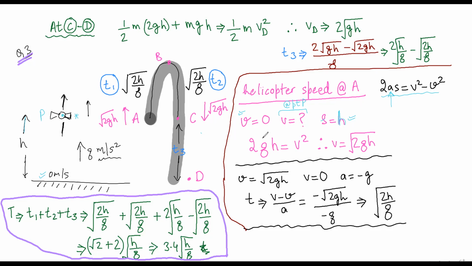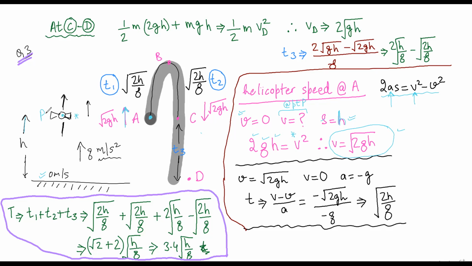So 2gh would be equal to the final velocity of the packet when it is released. So the packet is released from the helicopter with this velocity. At this point, the velocity of the packet is root 2gh and the packet is going up.